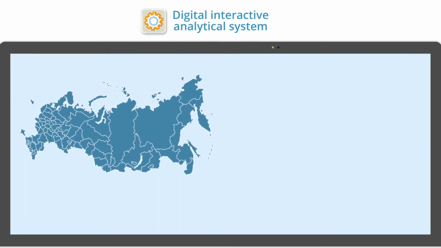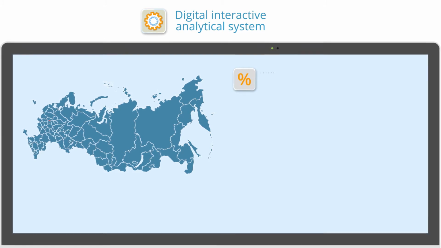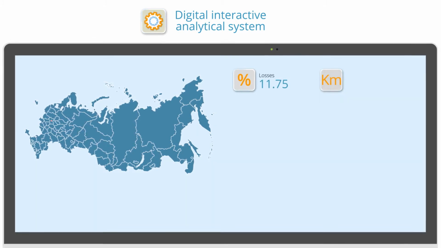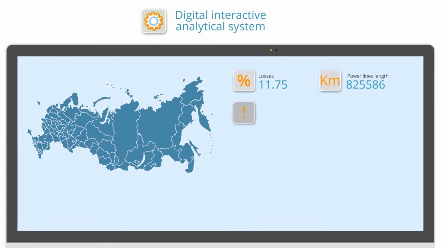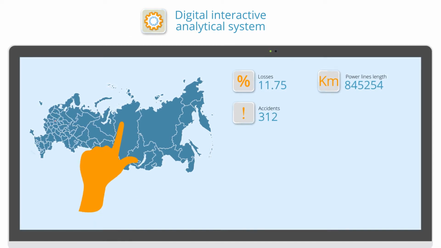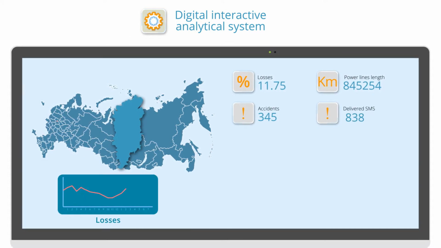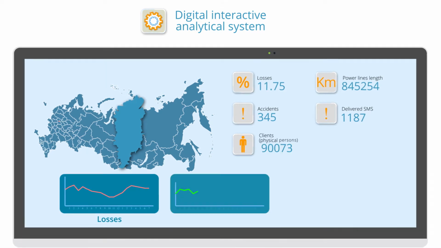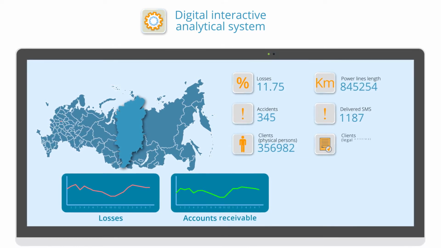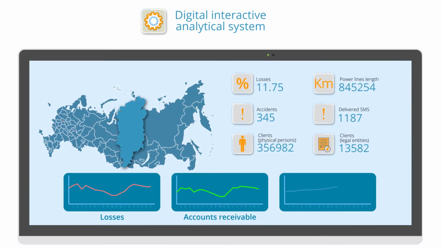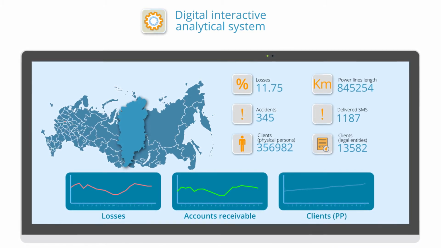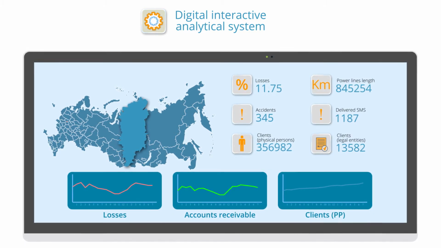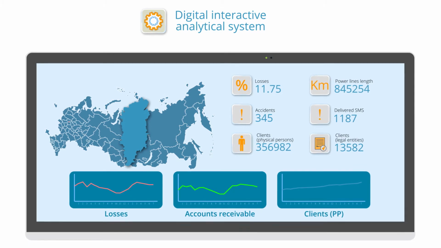Digital Interactive Analytical System. This separate module visualizes basic indicators of the energy system's operations in a single window and on the map. This generates rapid access and the possibility to track historical data, etc. The module allows the administrator to have visual representation of efficiency of work in different departments, to have any statistical data at hand, to make management decisions promptly.